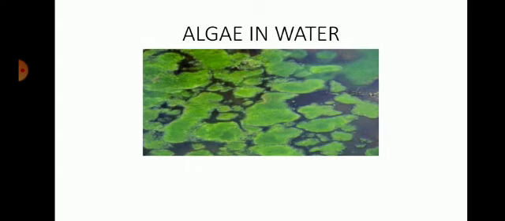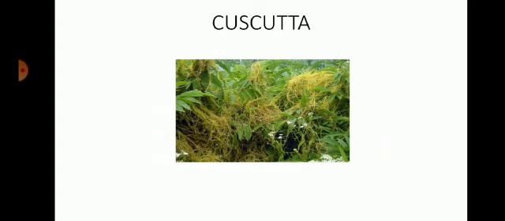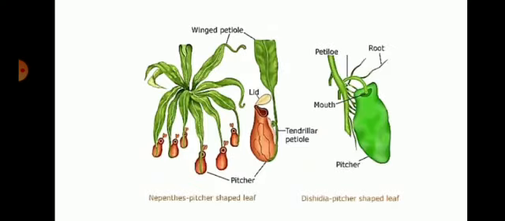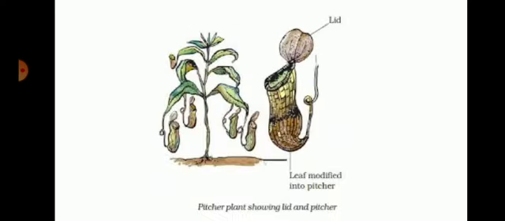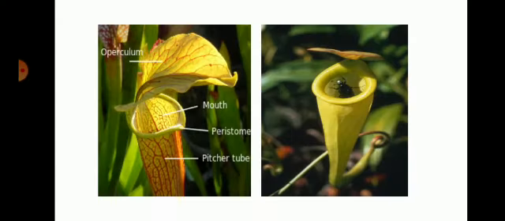Heterotrophic plants are of four kinds. These plants obtain their food from other plants or animals. The first one is parasitic, the second is insectivorous plants, the third is saprophytic plants, and the last, the fourth, is symbiotic plants.